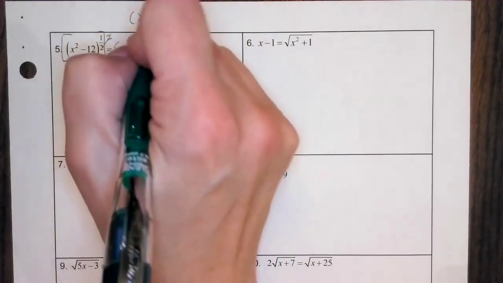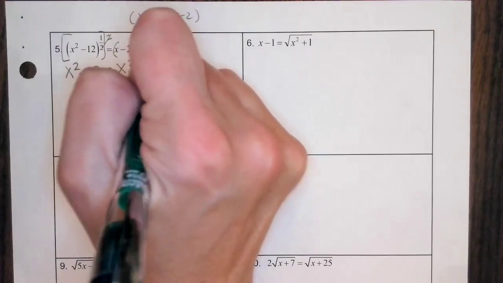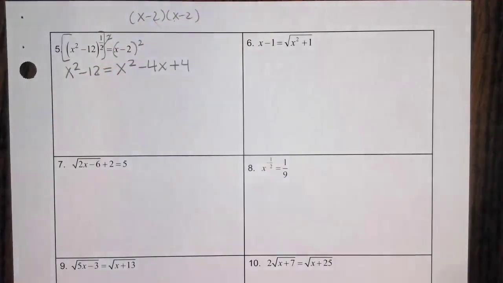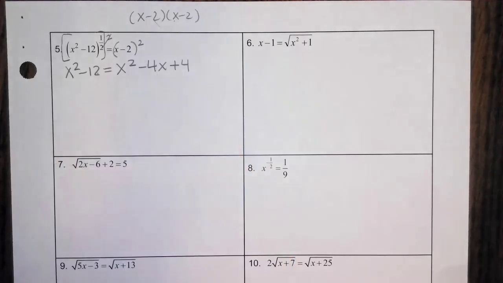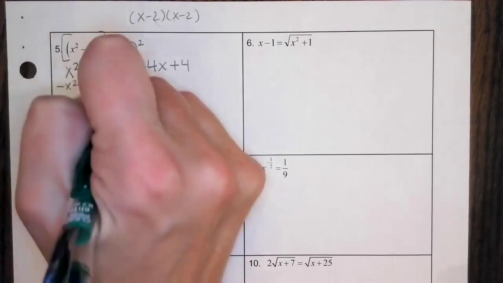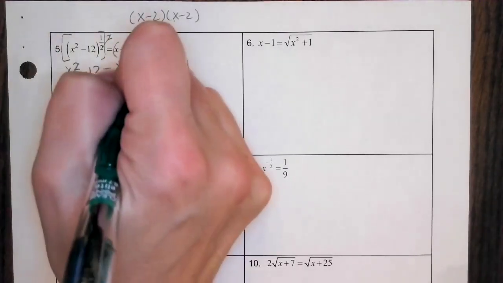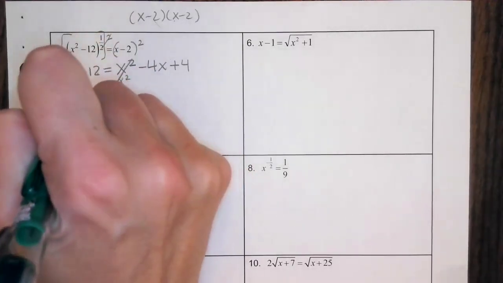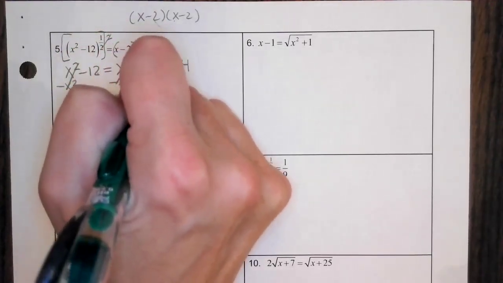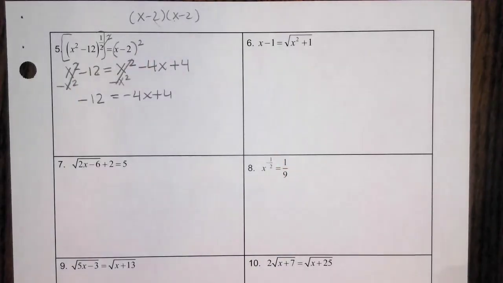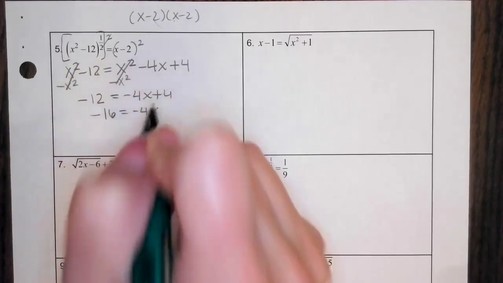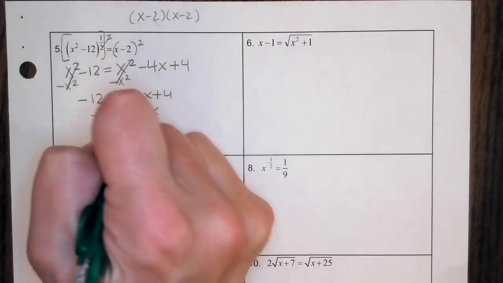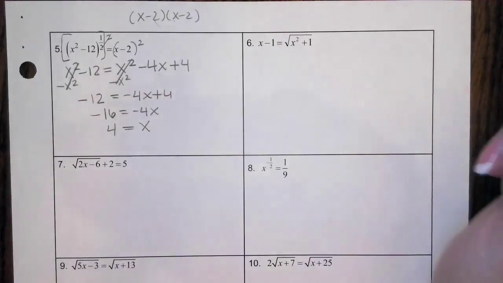X times x is x squared. We get a negative 2x and a negative 2x, which gives us a negative 4x. And then negative 2 times negative 2 gives us a positive 4. Again, anytime that we have an x squared and an x, we want to get this set equal to 0. So that's going to be our next step. When we subtract this x squared to get it to the other side, they cancel on both sides. So actually, there goes the x squared. And we're left with that there. Now we're going to subtract this 4 to get it to the other side, and so we get negative 16 is equal to negative 4x. We divide by negative 4, and x is positive 4.